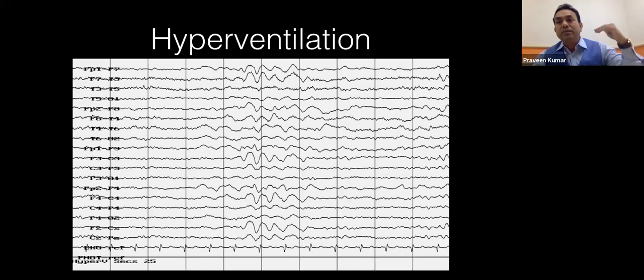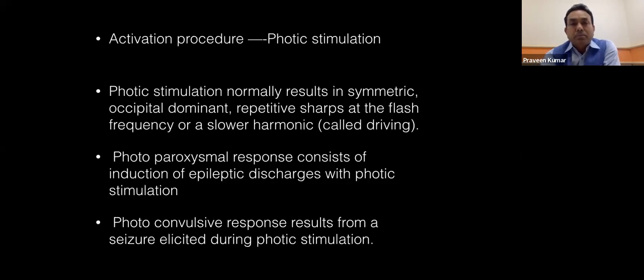Because of the decreased blood flow to the brain, you get the slowing of the waveforms. The waveforms become slower and go to the delta range, which is normal during hyperventilation. The technician writes about this as HV starts and HV stops. You get it by that part.